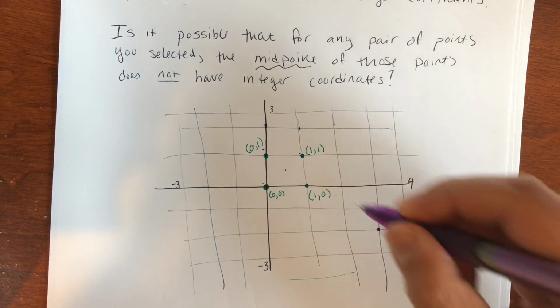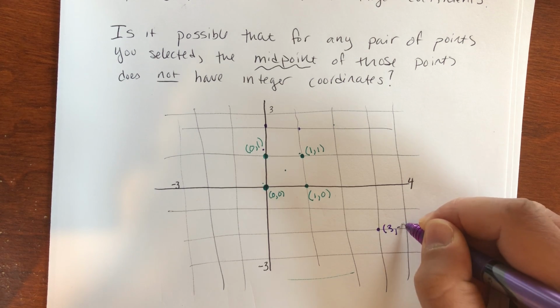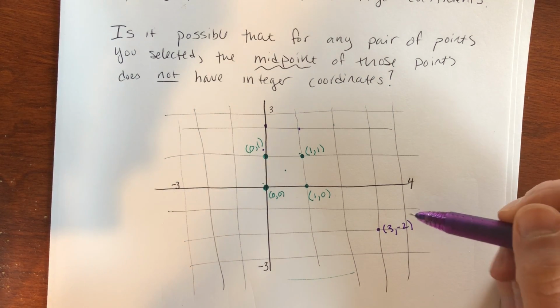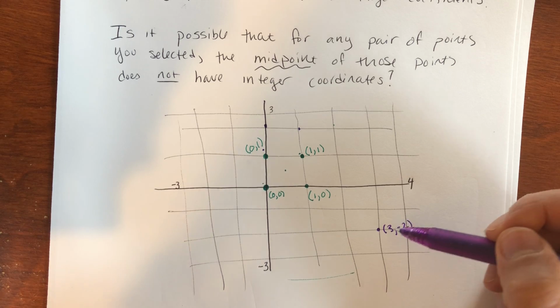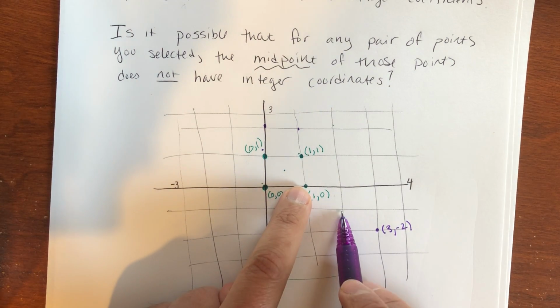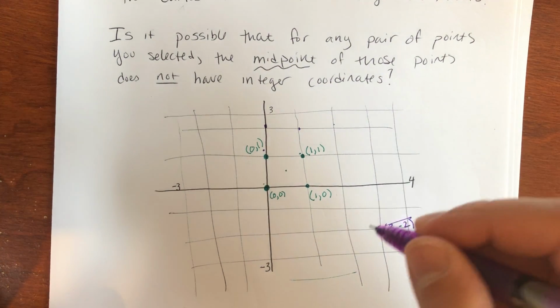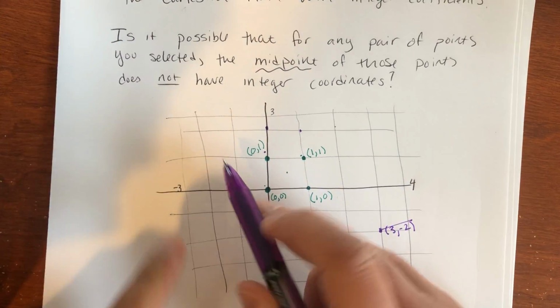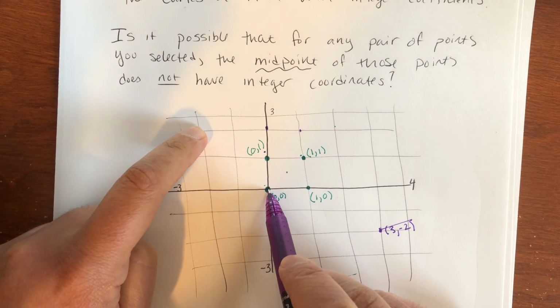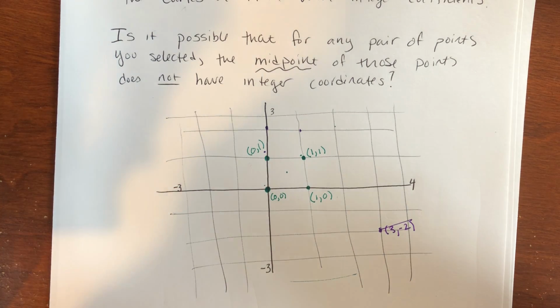Maybe I try something out here at 1, 2, 3, comma negative 2. Does this work? Oh, no, this isn't going to work because these 2 points together have a midpoint that's integer coefficients. Okay, so try some other things. Maybe try something up here. Oh, no, negative 2, negative 2. Positive 2 won't work because it's going to have a midpoint right here at integer coefficients.